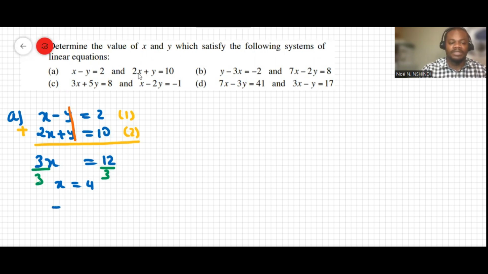So if I sub into equation 1, x minus y equal to 2, x is 4. I'll move y over and 2 over, so this will be 4 minus 2 equal y. Then that means y is just equal to 2. So these are the solution x and y. That was question A.